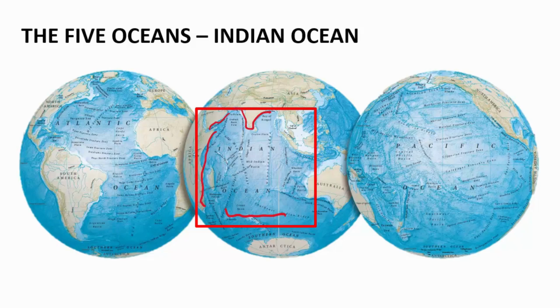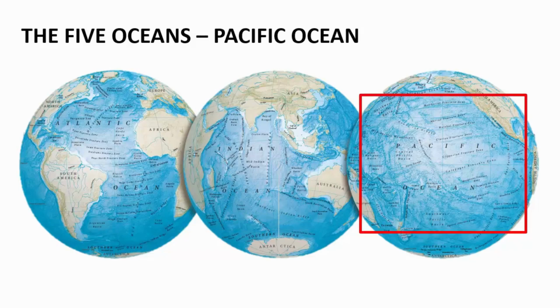Then, on the eastern side or the northeastern side, you'll find the Southeast Asian countries like Malaysia, Indonesia, Singapore, etc. On the southwestern side, you will find it is bounded by the Australian continent. Now, this is the third biggest ocean on our planet. The next on our list is the Pacific Ocean. The Pacific Ocean, by volume and by area, of course, is the biggest ocean of our planet.